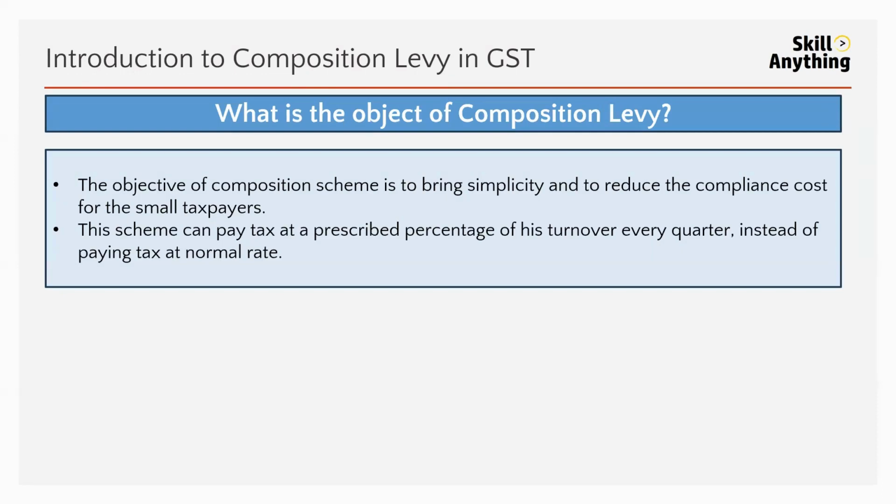What is the object of composition levy? The object of composition levy is to bring simplicity for small taxpayers, and this scheme can help the taxpayer to pay tax every quarter at a lower tax rate instead of paying the normal tax rate.